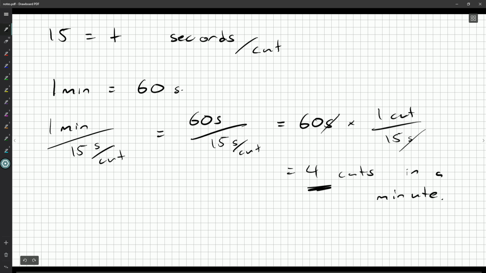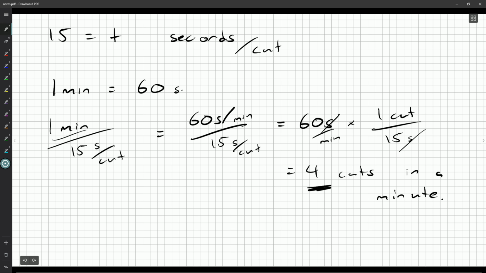And we've explained it. I mean, you'll notice I'm not using a whole lot of words. I'm just setting up very nice, clear equations that sort of speak for themselves. 1 minute divided by 15 seconds per cut, and we just rearrange. If you wanted to, you could set 60 seconds per minute, and then you'd have 4 cuts per minute at the end. It's not that big a deal.